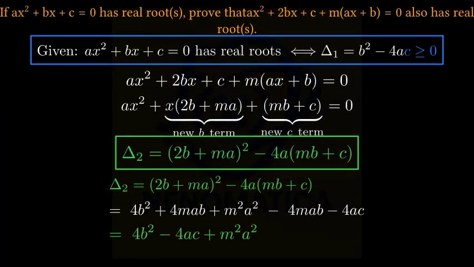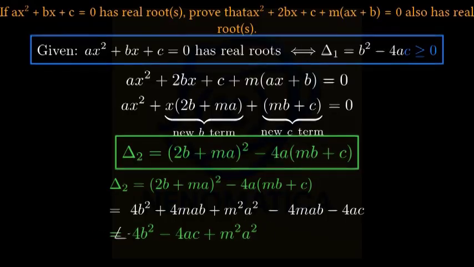The quantity 2b plus ma squared expands to 4b squared plus 4mab plus m squared a squared. Subtracting 4 times the quantity mb plus c gives minus 4mab minus 4ac. The mixed terms 4mab cancel, leaving delta 2 equals 4b squared minus 4ac plus m squared a squared. Compare this with delta 1.